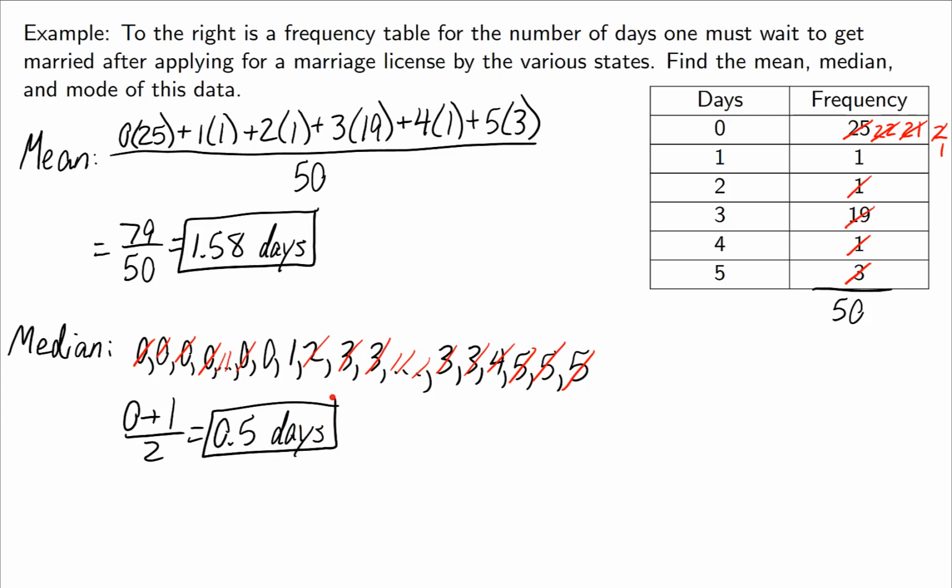And then finally the mode. Again, the mode is just the number that shows up the most frequently. In a frequency chart, this is very easy. Just look at which one had the highest frequency, and it was 0. 0 days.